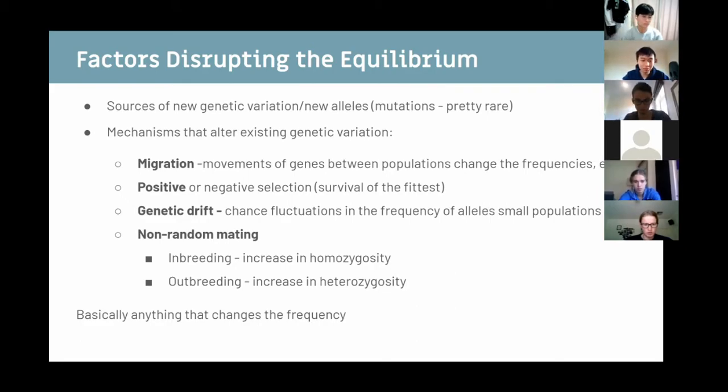Non-random mating is what it sounds like. In animals, you might see them inbreeding or outbreeding. Inbreeding, they look for other animals with similar traits. Outbreeding, they look for other animals that have somewhat different traits. So not too important, but these are some of the factors that you should know about. But the details of each one aren't too important.